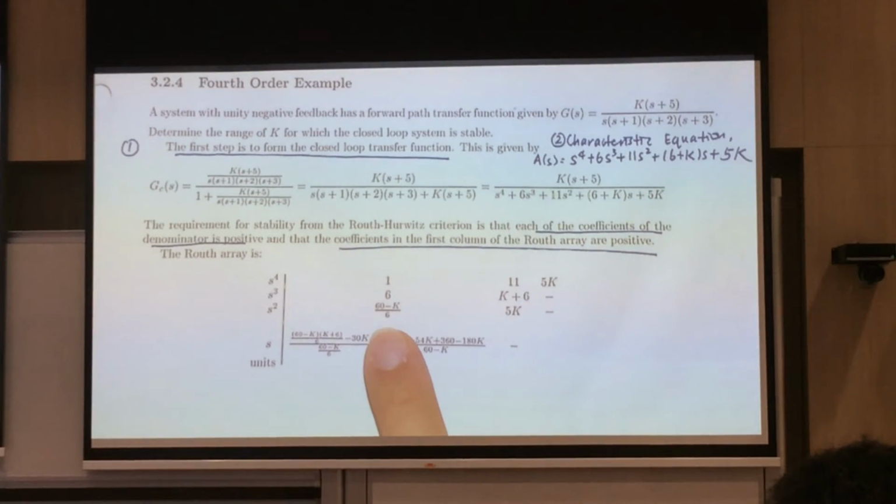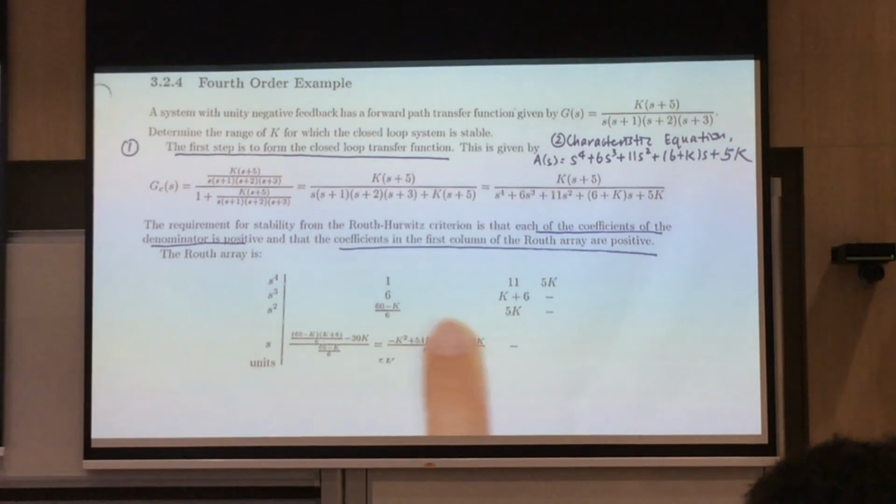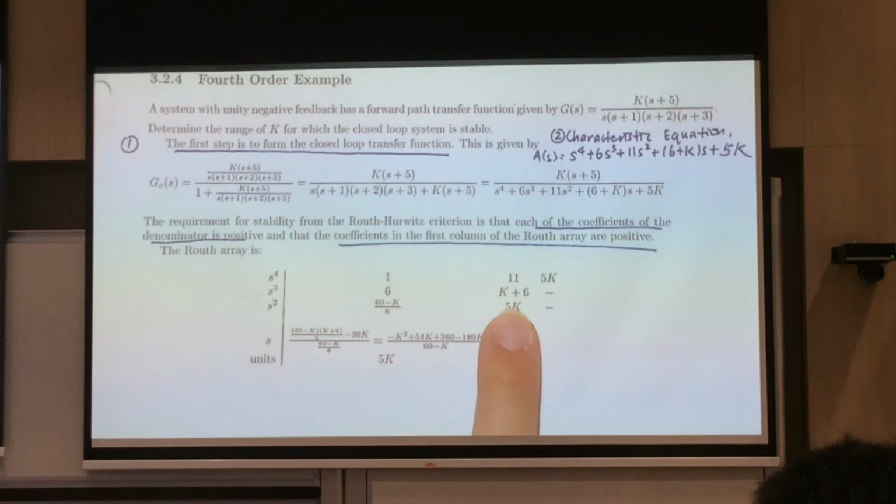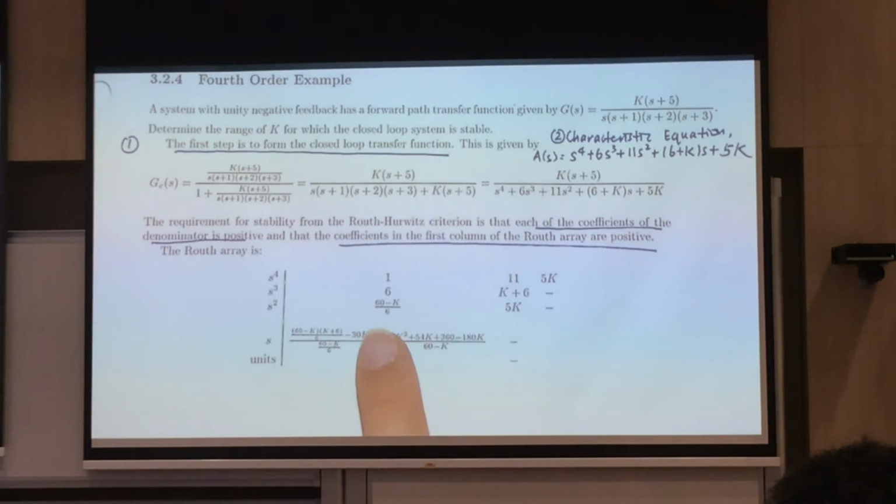You look at (60 minus k) over 6. So you take (60 minus k) over 6 times (6 plus k) minus 6 times 5k, divided by (60 minus k) over 6. Simplify, you know this. And then nothing. Okay? And then for S to the power 0, you write 5k. Alright?